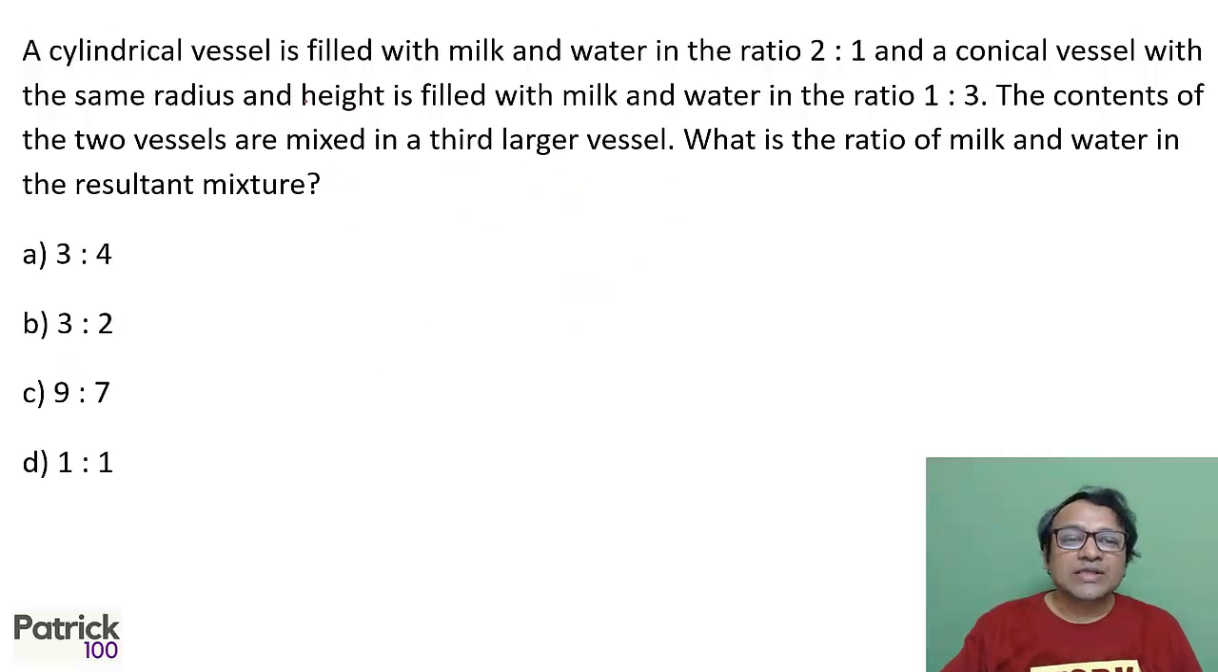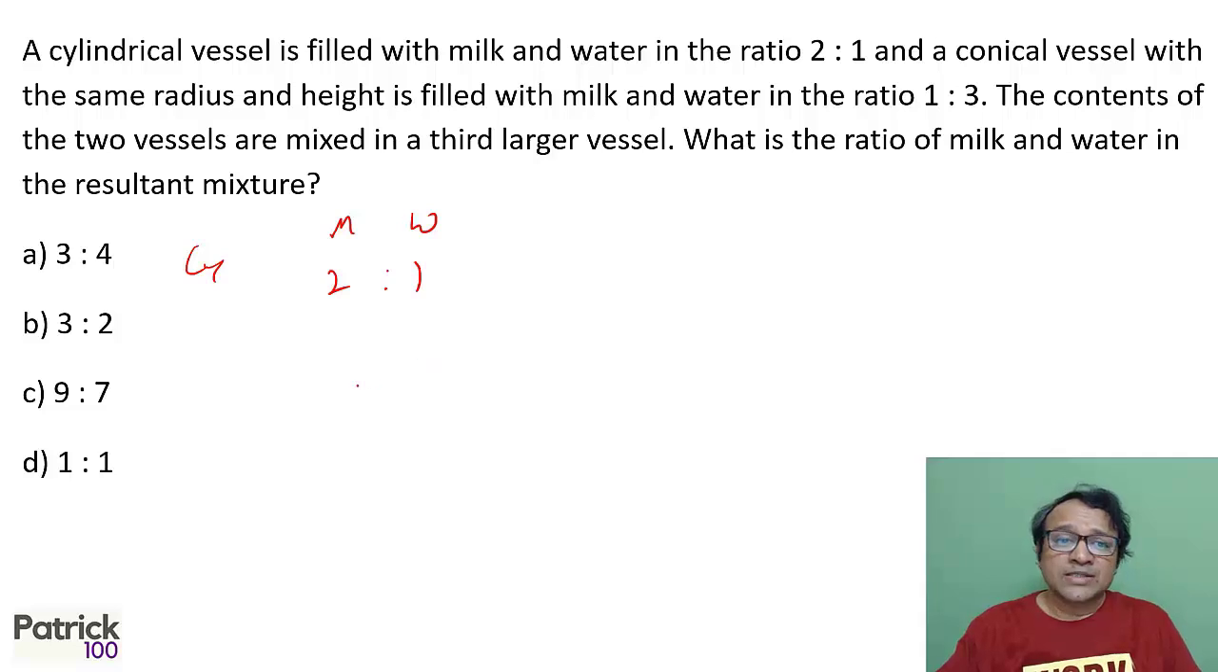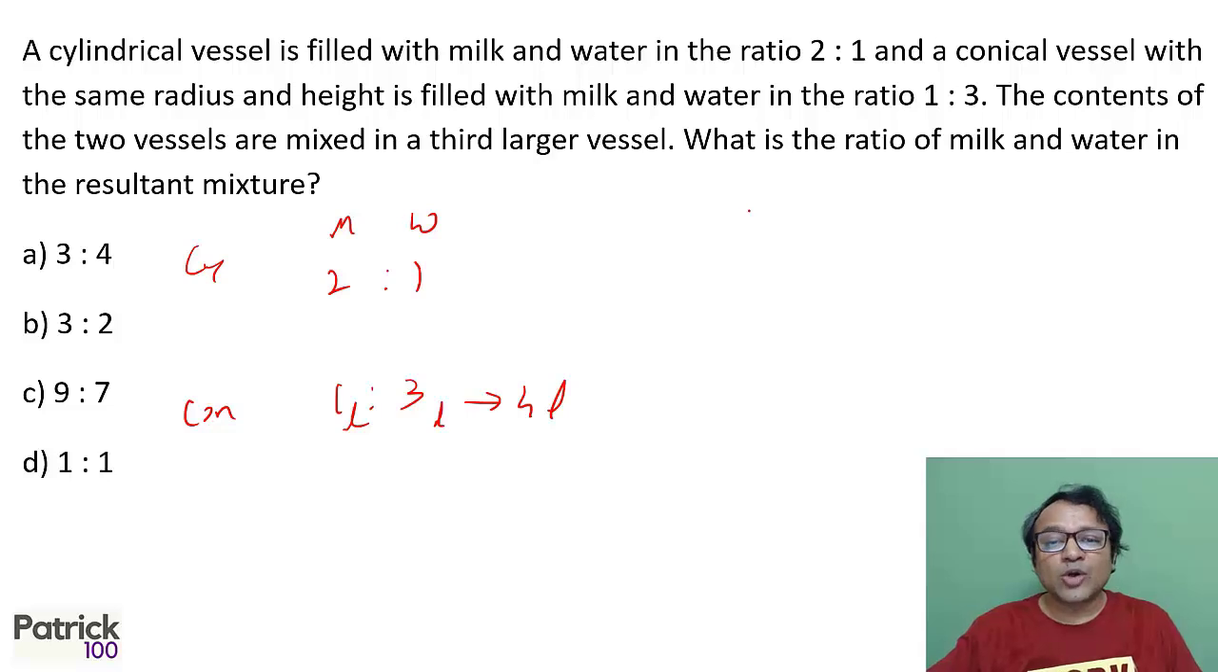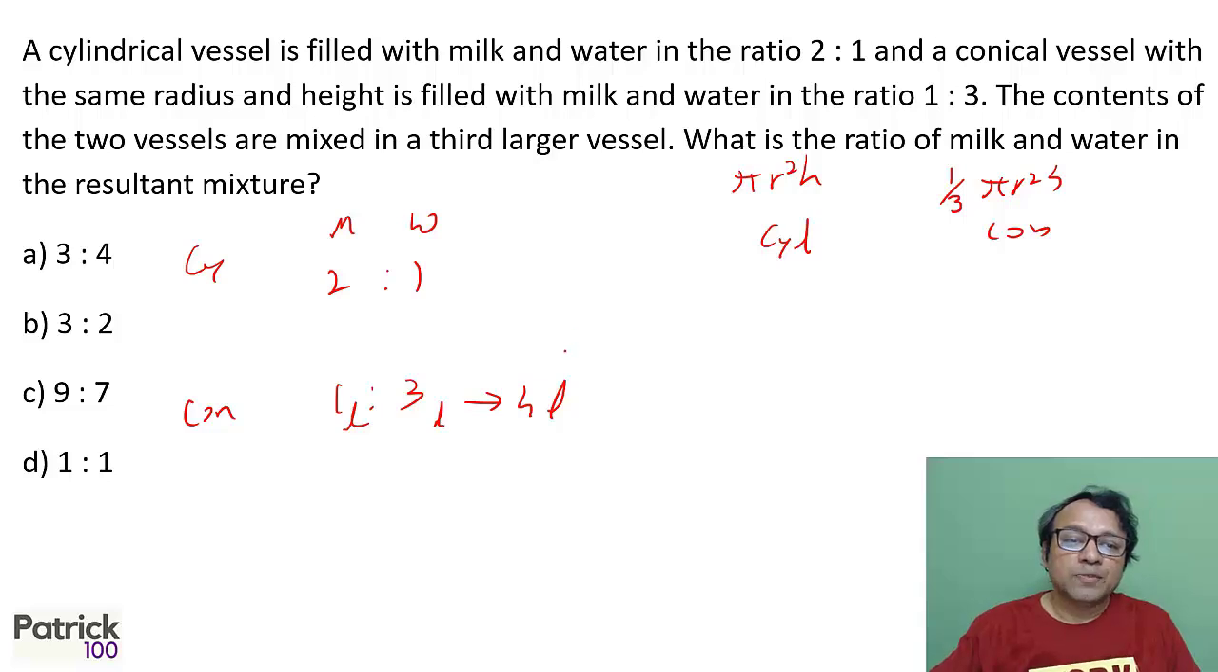A cylindrical vessel is filled with milk and water in a ratio of 2:1. And in a conical vessel of the same radius and height, the ratio is 1:3. So let's say 1 liter and 3 liters for the cone. So total becomes 4 liters. Now the cylinder we know is 3 times the volume of the cone, because the volume of a cylinder is pi r square h and the volume of a cone is 1 by 3 pi r square h. So that means the cylinder will be 12 liters.